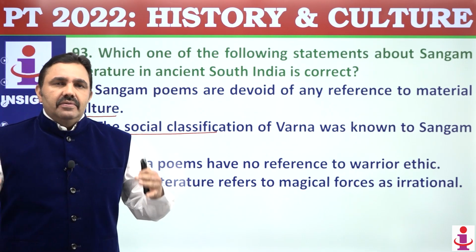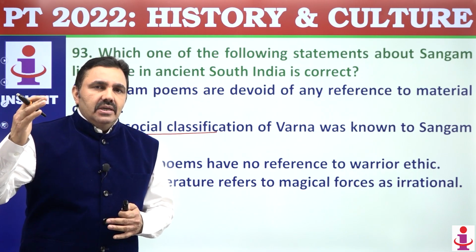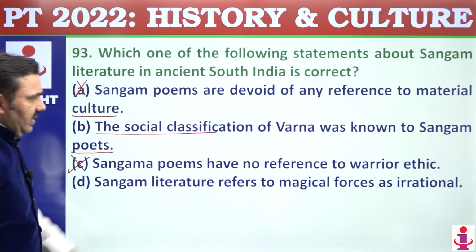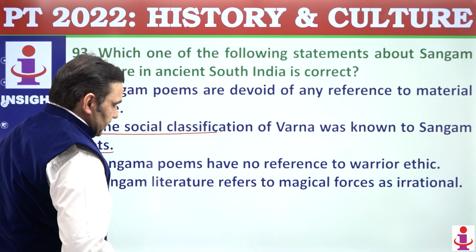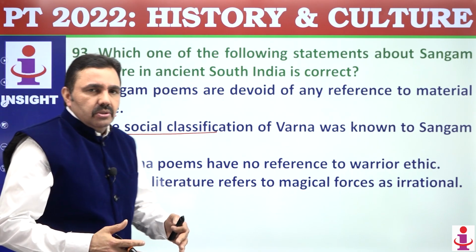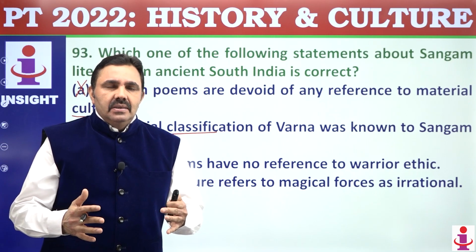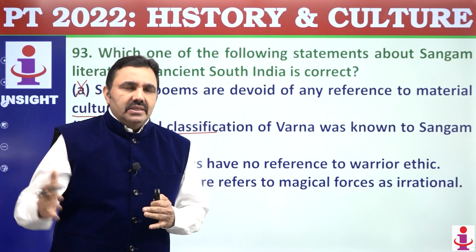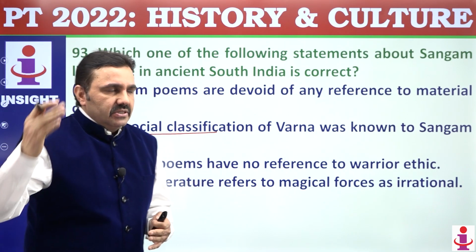Those who lost their life in their honor, hero stones, Virakal, Nadakal, were erected in Sangam age. So there was a very well developed system of warrior ethics. Sangam literature refers to magical forces as irrational. This is also wrong. Magical forces are mentioned here. They were worshipping a stone, planets, trees. Animism was there, and it was not termed as irrational. It was a popular form of religion among Tamils in Sangam age.